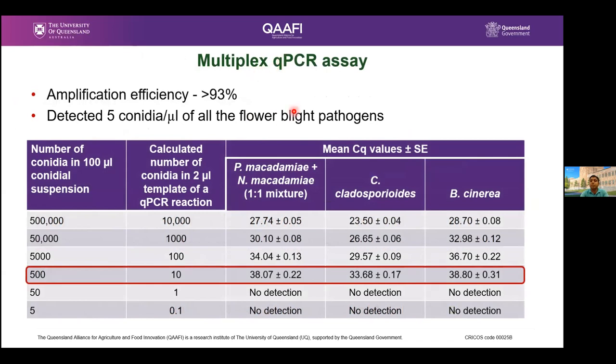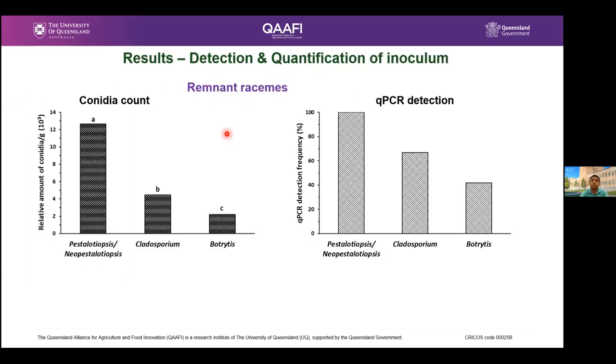So the newly developed multiplex qPCR assay in the study had a higher amplification efficiency, that is more than 93%, and this assay was able to detect as few as 5 conidia per microliter of all the three types of flower blight pathogens. So in the results of detection and quantification of inoculum from the remnant racemes, the relative amount of conidia of Pestalotiopsis and Neopestalotiopsis was significantly the highest among the three types of flower blight pathogens. And also we noticed that the group Pestalotiopsis and Neopestalotiopsis was detected by the qPCR assay from all the remnant racemes samples that we collected and included in this present study.